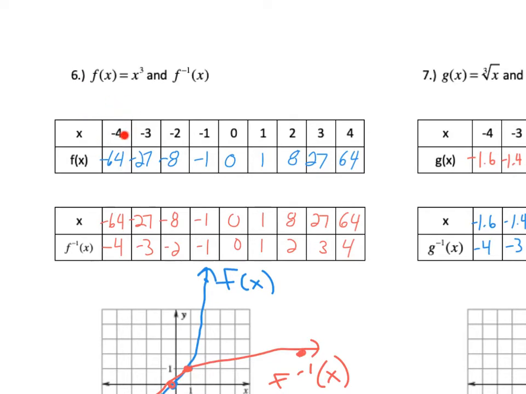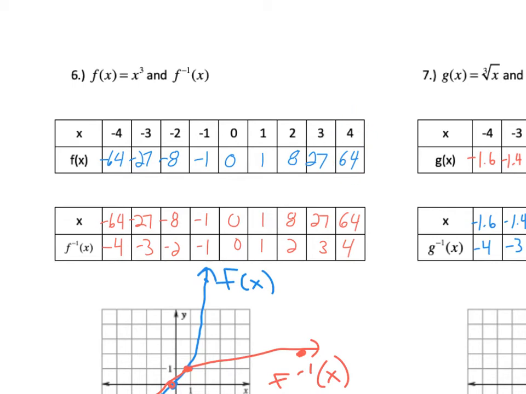If you cube negative 4, you get negative 64. Cubing negative 3 gives you negative 27. Cubing negative 2 gives you negative 8. Cubing negative 1 gives you negative 1. Cubing 0 gives you 0. Cubing 1 gives you 1. 2 gives you 8. 3 gives you 27. And 4 gives you 64.